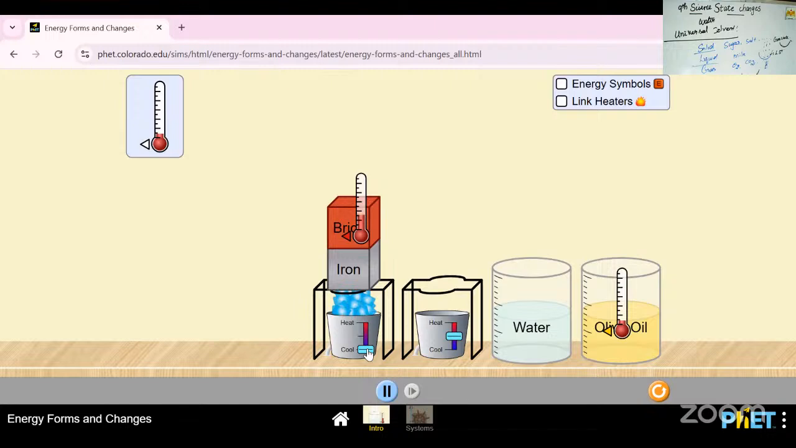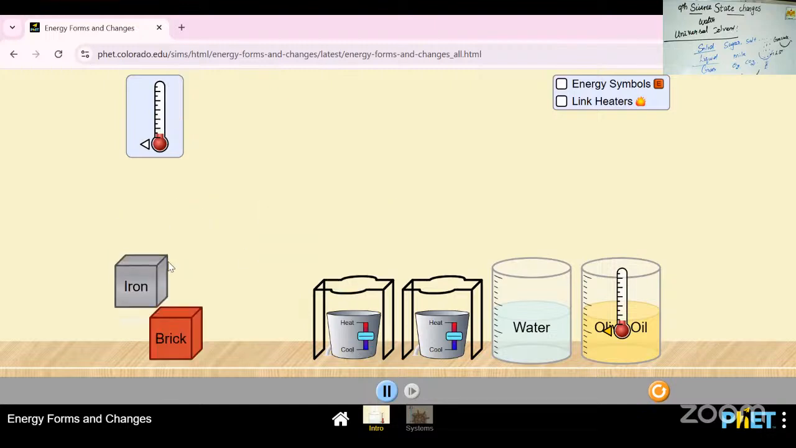What are the two concepts? When the water reaches the boiling point, when the oil reaches the boiling point, and how the solid states absorb the heat. So these two concepts are observed in this simulation. Students, is that clear? Is there any doubt in this part?